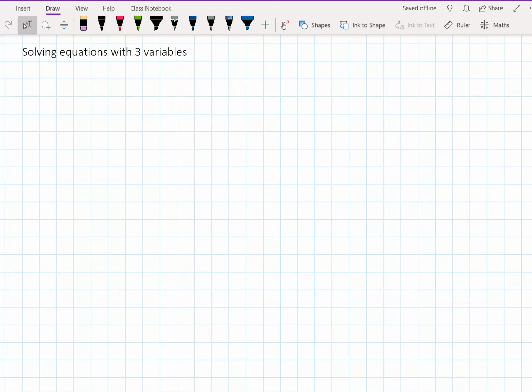Hi, in this video we're going to look at how we go about solving equations with three variables. Now, when you started out solving equations, you'd have solved an equation with one variable in it. Might be something simple like this. Let's say it was 2x minus 5 equals 25.